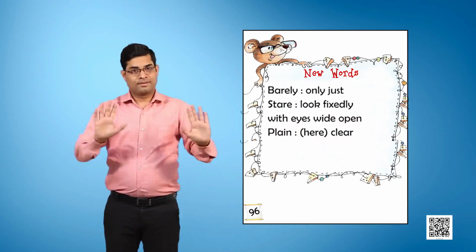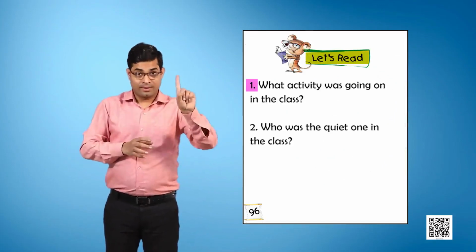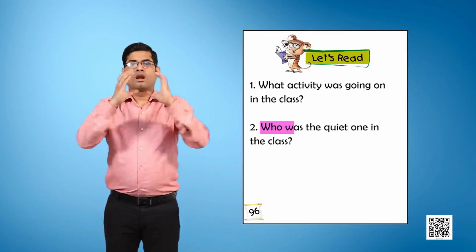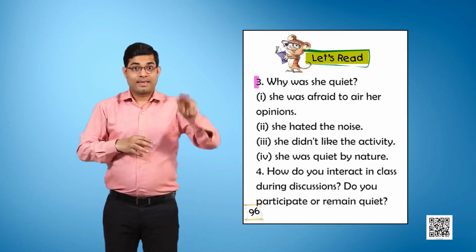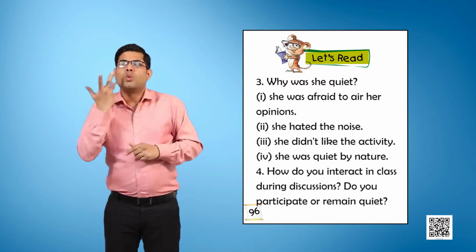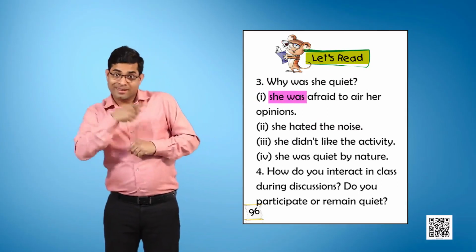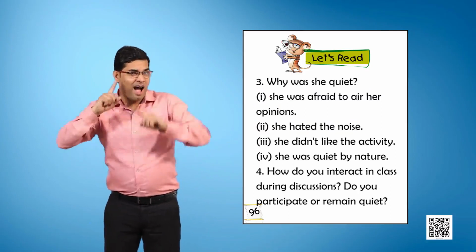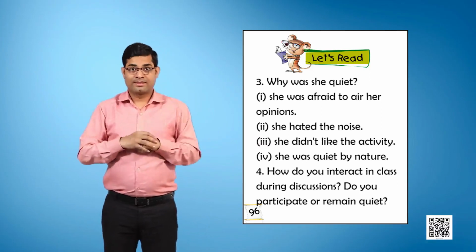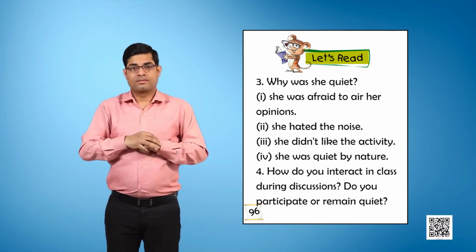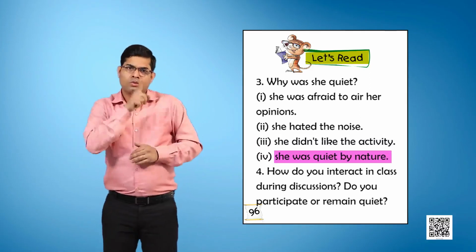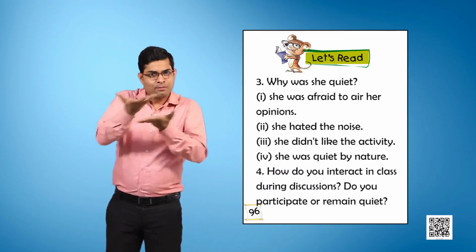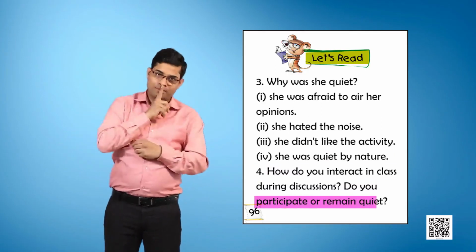Let's read. 1. What activity was going on in the class? 2. Who was the quiet one in the class? 3. Why was she quiet? 1. She was afraid to air her opinions. 2. She hated the noise. 3. She didn't like the activity. 4. She was quiet by nature. 4. How do you interact in class during discussions? Do you participate or remain quiet?